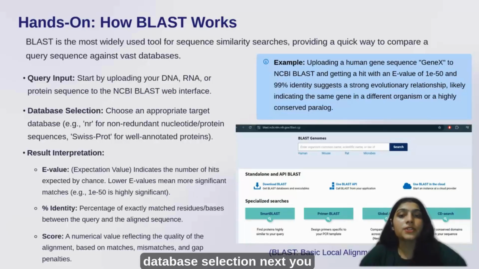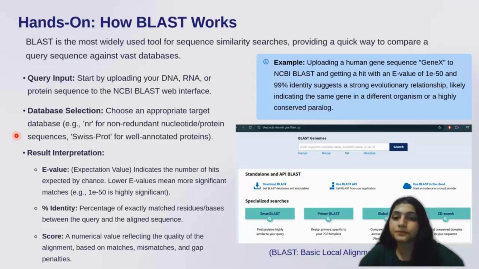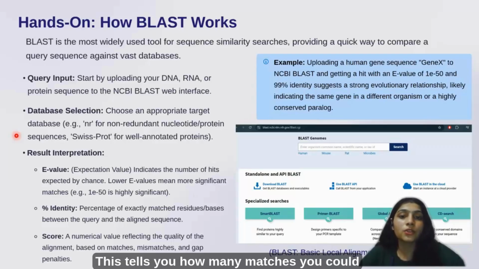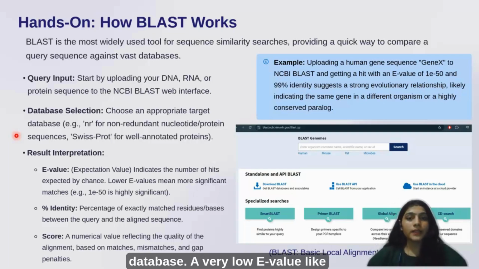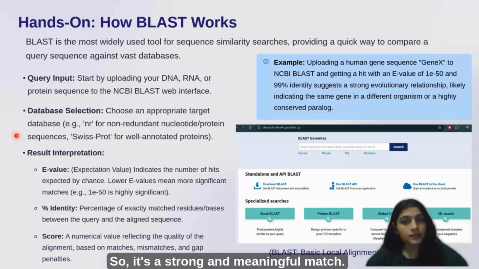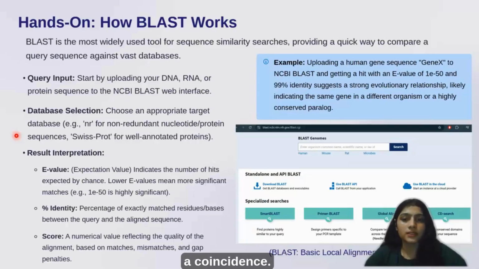Second, database selection. Next, you pick which database BLAST should search in. For example, you might choose NR, non-redundant, which has many sequences from all over the world, or SwissProt, which contains highly reliable, well-annotated protein sequences. The result interpretations are as given: E-value, expectation value. This tells you how many matches you could expect to find by chance when searching the database. A very low E-value like 1e-15 means the match is highly unlikely to be random, so it's a strong and meaningful match. A higher E-value suggests the match might just be a coincidence.